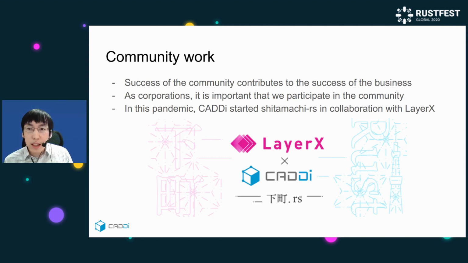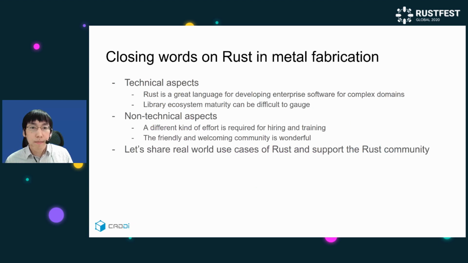And with that, I'd like to give a few closing words about using Rust in metal fabrication. Metal fabrication itself is a very, very complicated real world domain, but Rust has been an amazing language for developing the software. The library ecosystem maturity has actually been good enough for us, but at the beginning, it was a bit difficult for us to gauge. And using Rust itself has been technically an amazing experience.